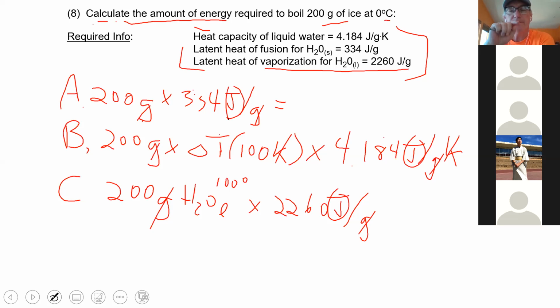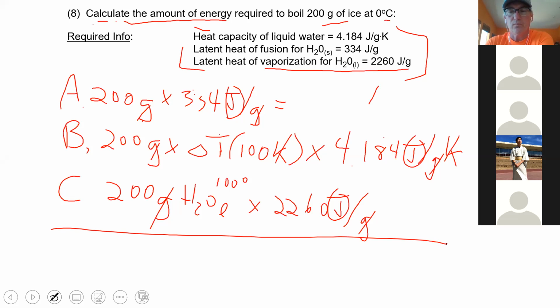So when you're boiling something, you're adding heat. And so this latent heat of vaporization will be positive. But if you're going the other way, if you're taking water vapor and it's condensing into a liquid, then your latent heat of vaporization will be negative because you're going the opposite direction. But as long as you have the signs right, basically you just add all these three together, okay?